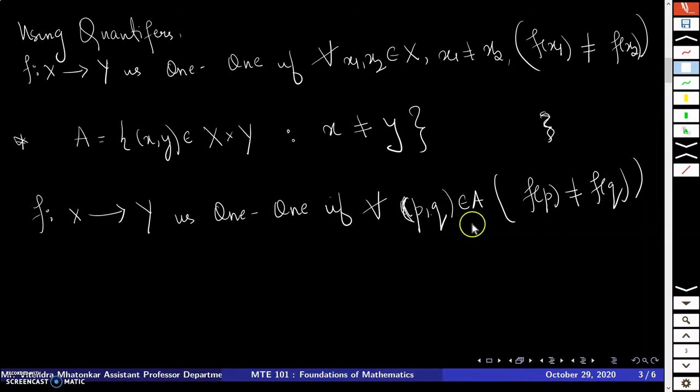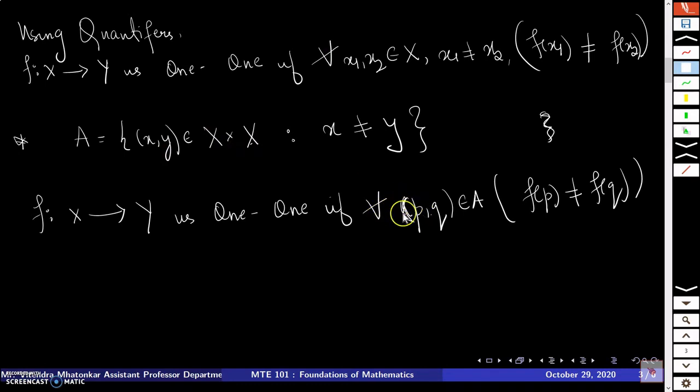No, I've made a small error here. This y is actually x itself. That's not y. Okay, it's x cross x, not x cross y. I made a small error there, so I'll rectify that. So x and y, both these points are from x only, and I'm looking at the Cartesian product x cross x.